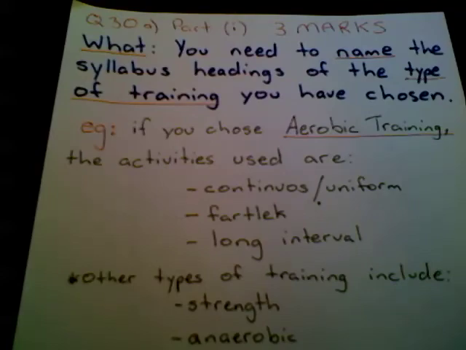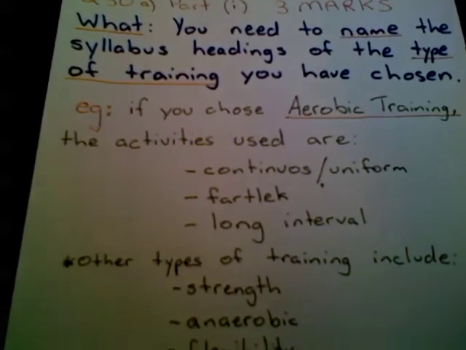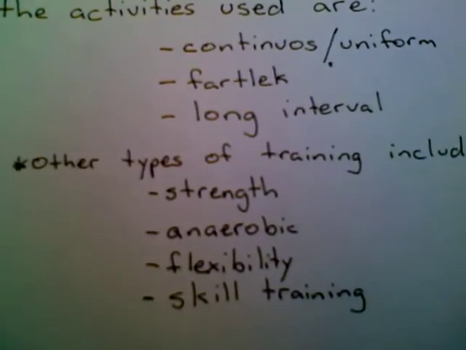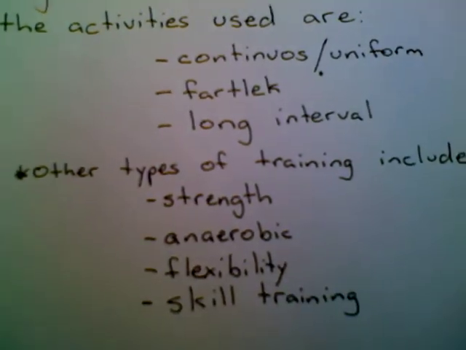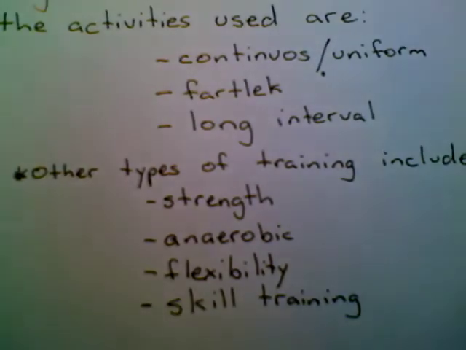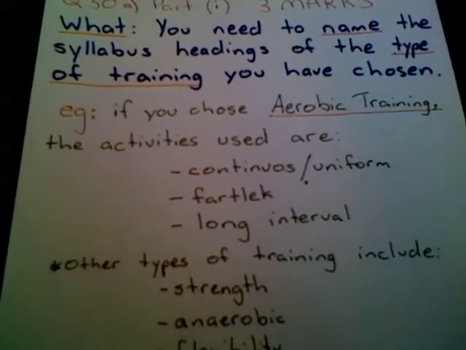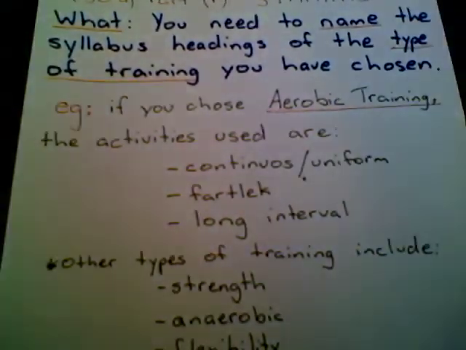just in case they mark a little bit harder in the HSC. As we saw in the syllabus, the other types of training include strength, anaerobic, flexibility and skill training. So if you chose one of those other 4, then you would have needed to have here the 3 particular activities or 3 specific activities outlined in the syllabus to gain the full 3 marks for this question.